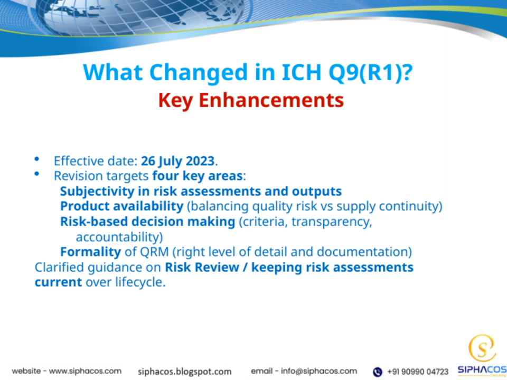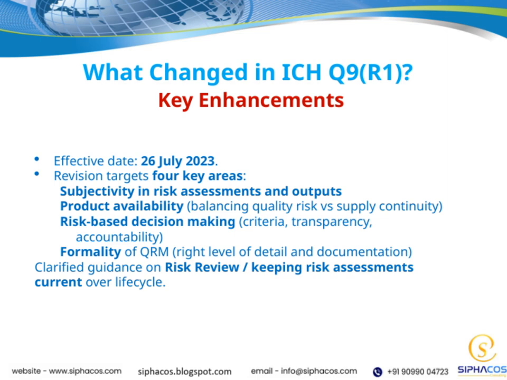The third area involves risk-based decision-making. Here, the key is establishing clear criteria, enhancing transparency, and ensuring accountability in how decisions are made based on risk assessments. This helps build trust and clarity across the board. Finally, we've looked at the formality of the quality risk management process itself. The goal is to find the right level of detail and documentation, enough to be thorough without being overly burdensome.